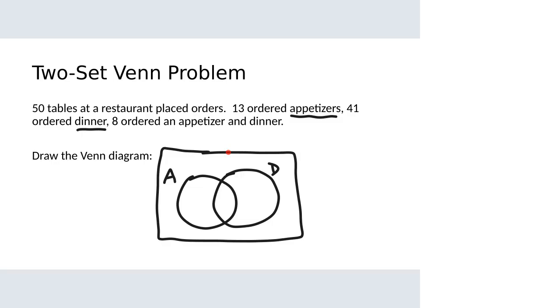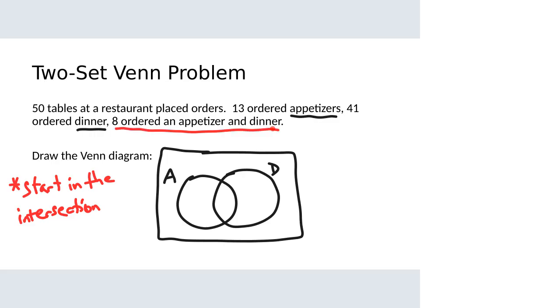And the key here, the thing that is most important, is that you start in the intersection. The reason for that is if you don't start in the intersection, you'll wind up counting things twice, and we don't want to do that. So we're going to start in the intersection. Generally, the way that your problems are going to be written, that means you're going to start at the end of what you've been given.